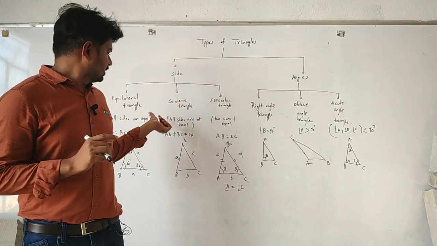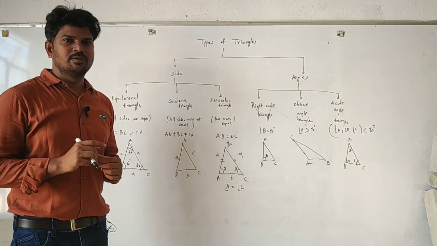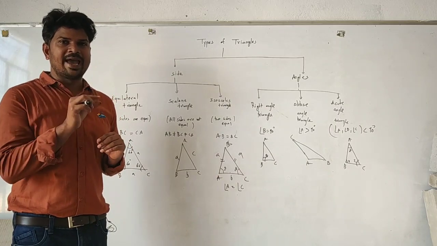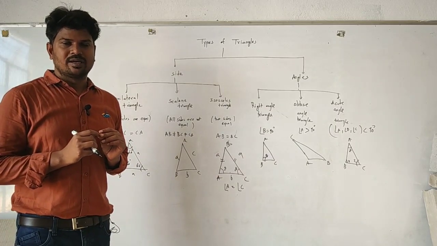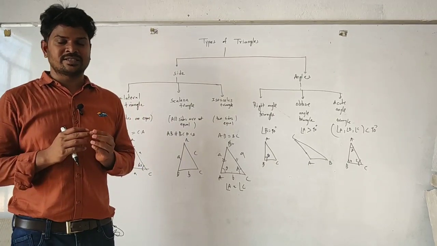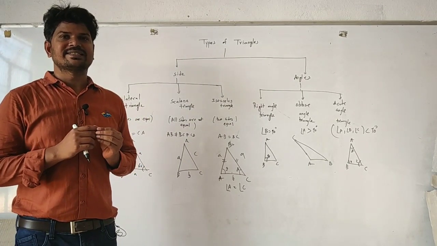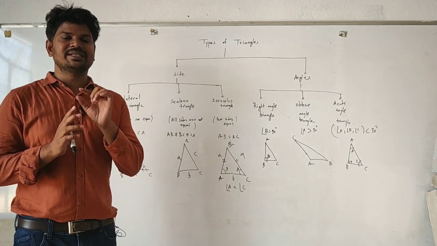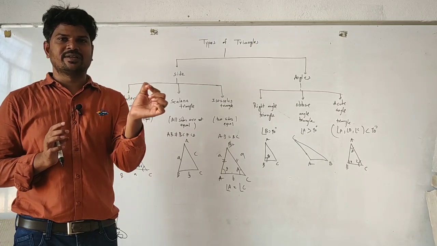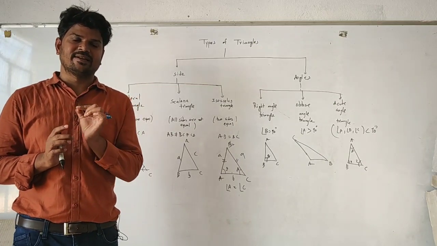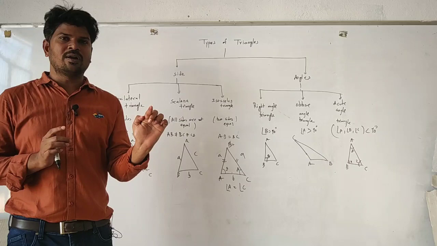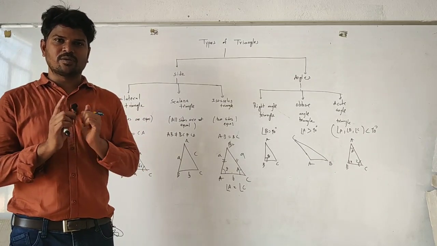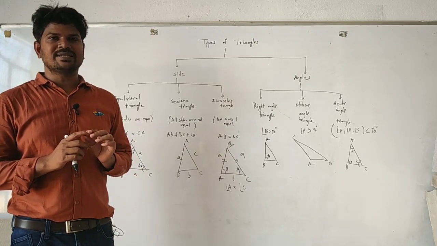So this is the condition, that is AB is equal to BC is equal to CA. Here all sides are equal. When all sides are equal, all angles also become equal, because there is a relation between side and angle. Next type of triangle is the scalene triangle. Here all three sides are different. Scalene means different. If all three sides are different, then we call it a scalene triangle. As all three sides are different, all angles are also different here. So AB is not equal to BC, BC is not equal to CA. Then we call it a scalene triangle.